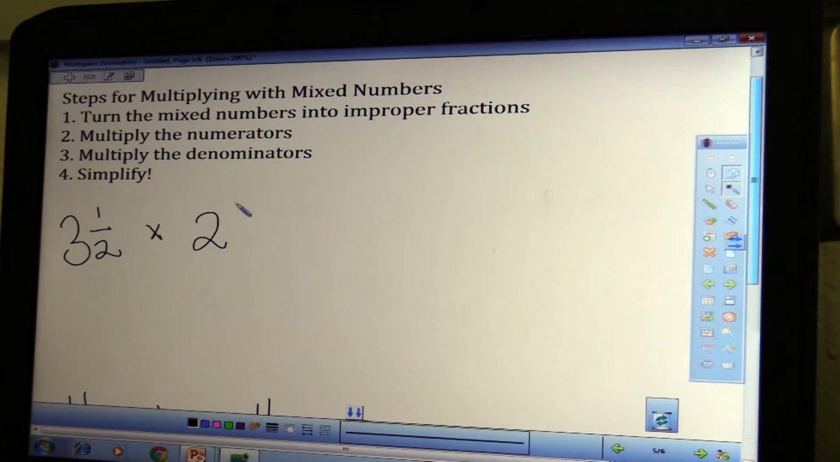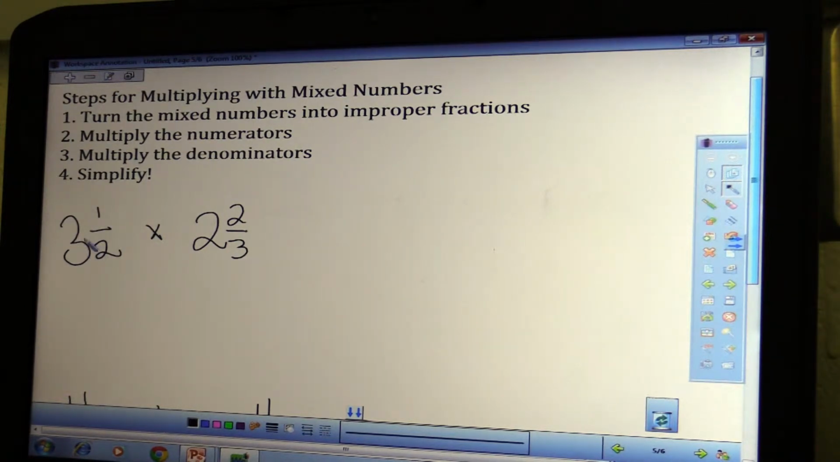times 2 and 2/3. Now, if you notice my steps, step 1 is to turn the mixed numbers into improper fractions. So we actually cannot multiply with our mixed numbers the way they are right now. So I need you to think back to when we learned about the Mad Cartwheel, which helped us turn a mixed number into an improper fraction. If you're forgetting those steps, take a look back at the video that's labeled Mad Cartwheel. But for right now, I'll go back through the steps.